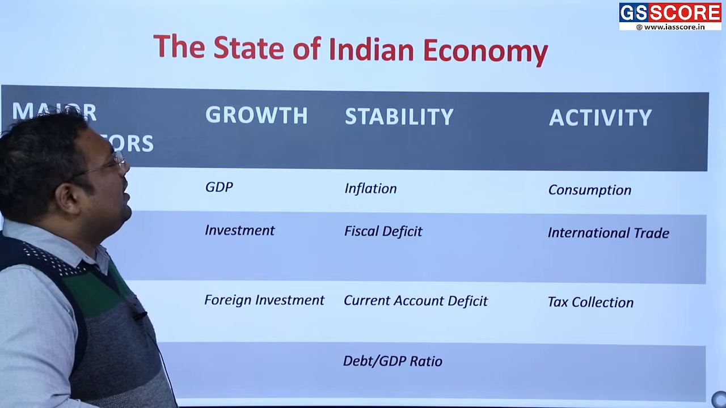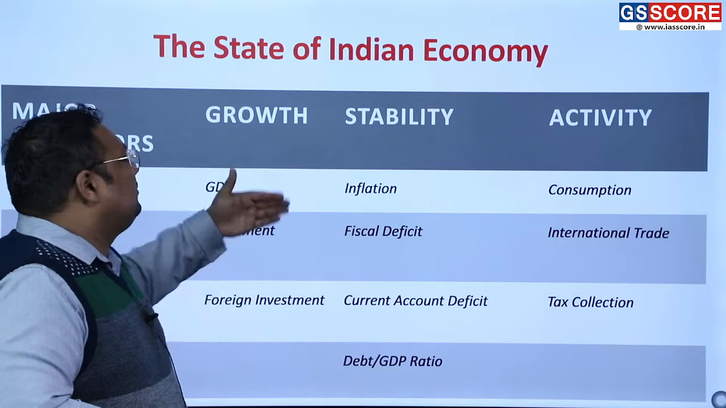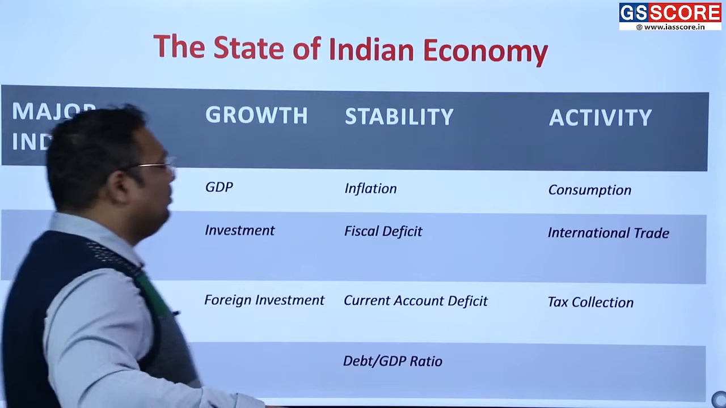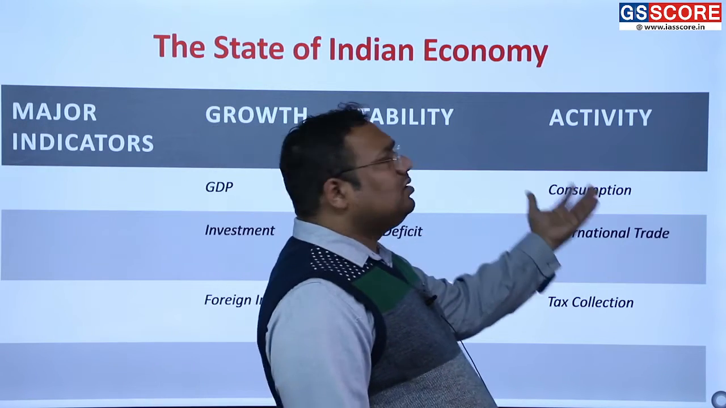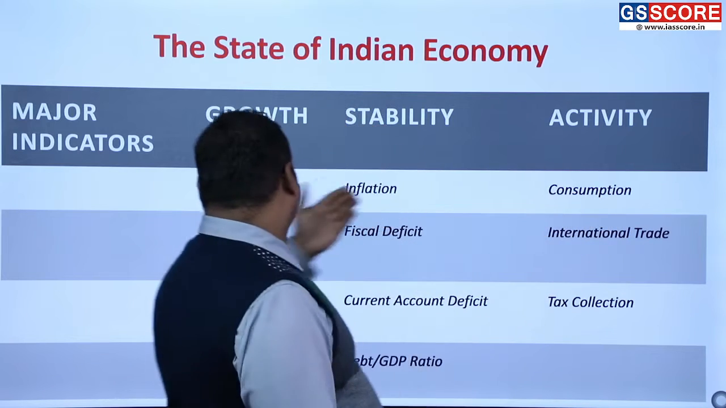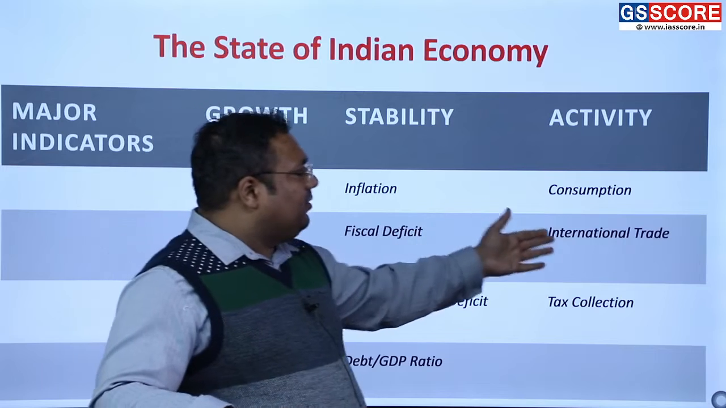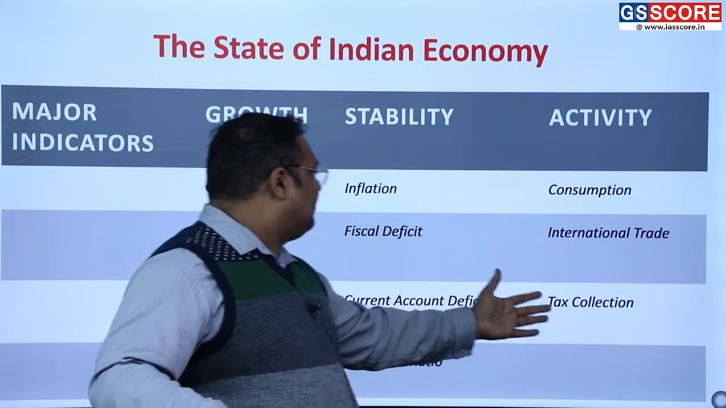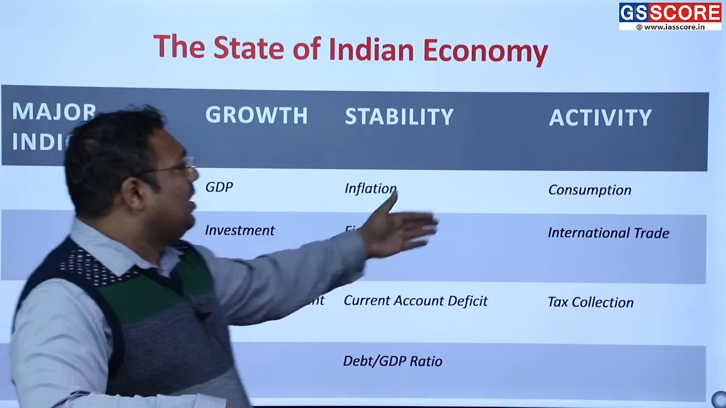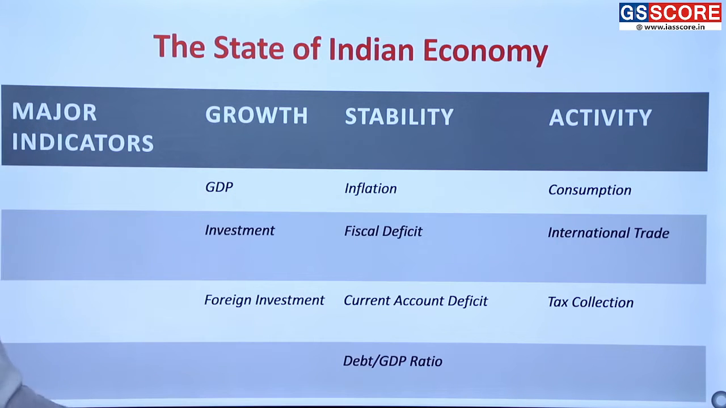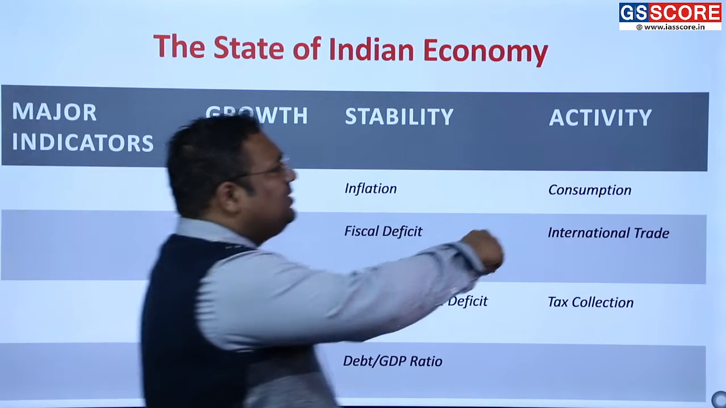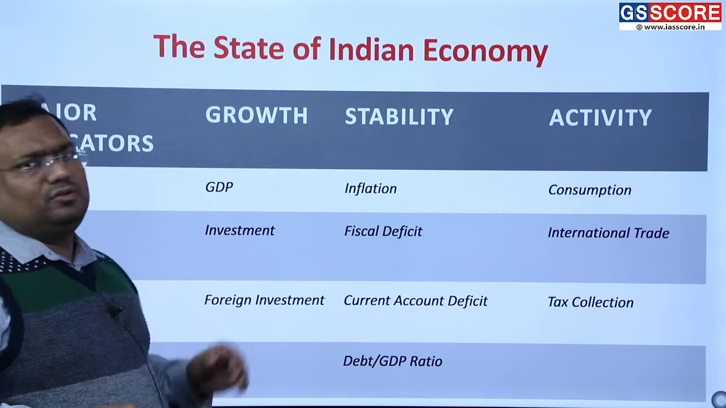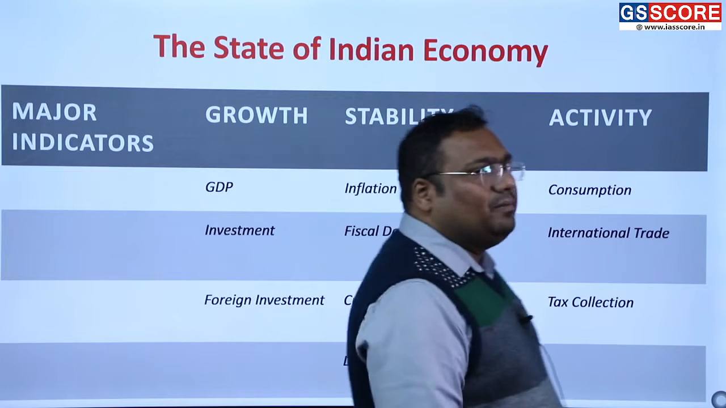But if I want to make any judgment on this, if I want to change these parameters, if I want to analyze why these numbers are what they are, then I have to look at the activity. For example, consumption is the factor that affects investment. International trade is the factor that affects the current account deficit. Similarly, tax collection affects your fiscal deficit and debt to GDP ratio, and consumption also affects your inflation. So all these parameters are actually affected by these. So you need to track the economic activity in order to make a meaningful change to these. This is what matters ultimately.